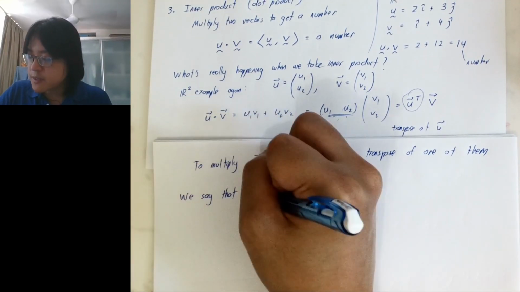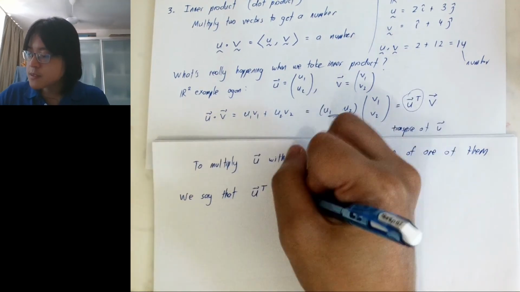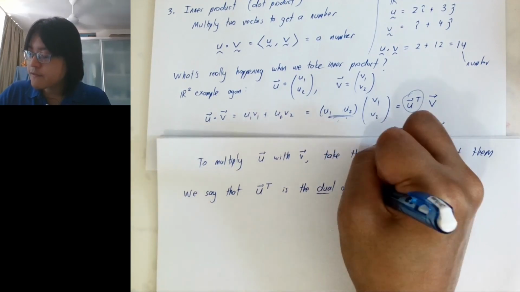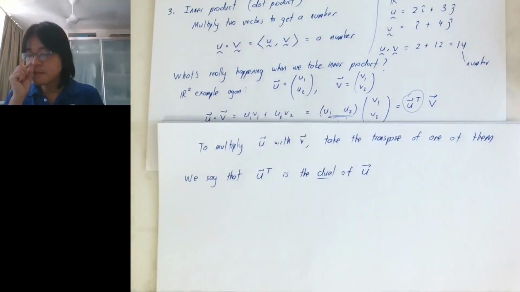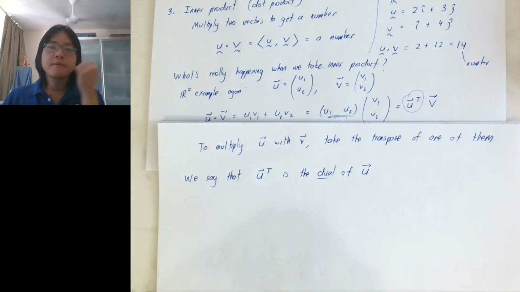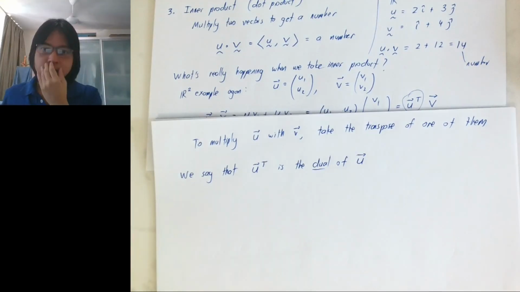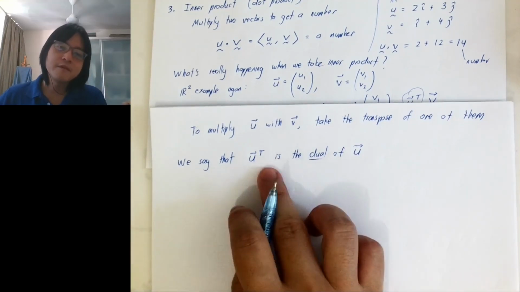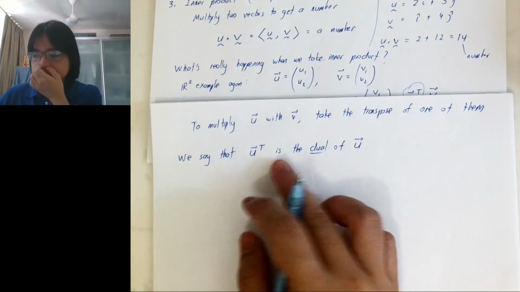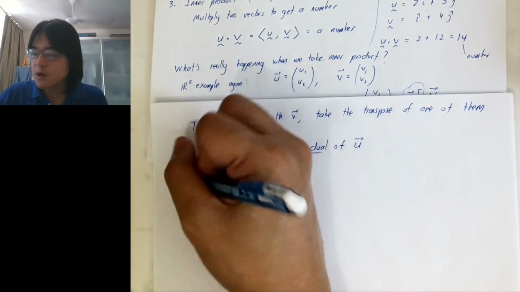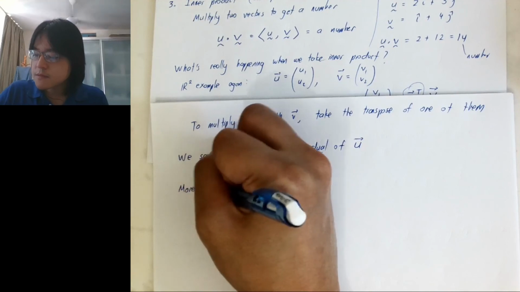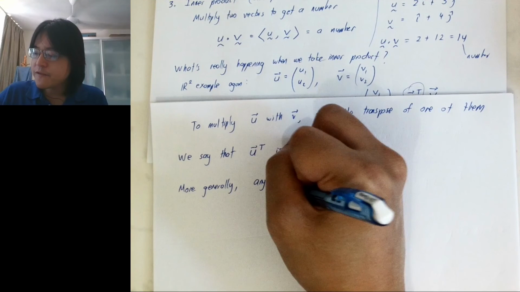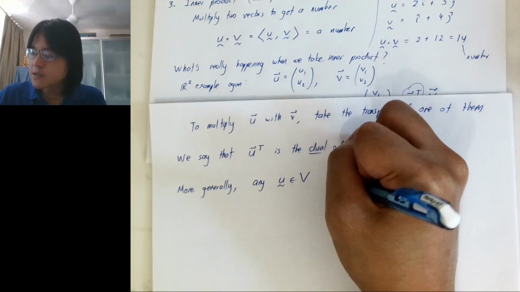we introduce the terminology: U transpose is the dual of U. Okay, everyone understand so far? It's just to call this a special name, right? You can also say it's U transpose, but U transpose is for R2. So more generally, any U from any vector space has a dual.